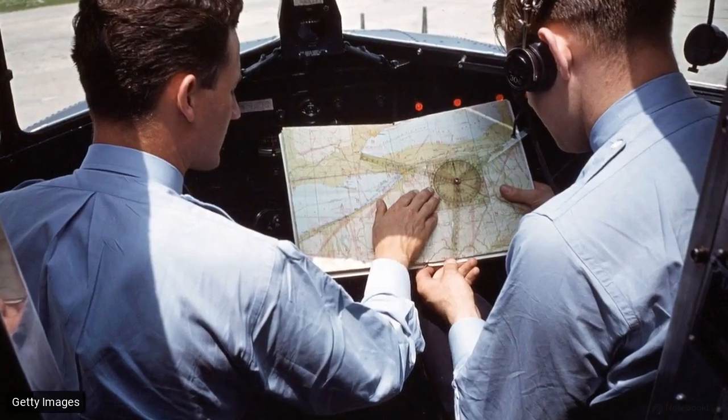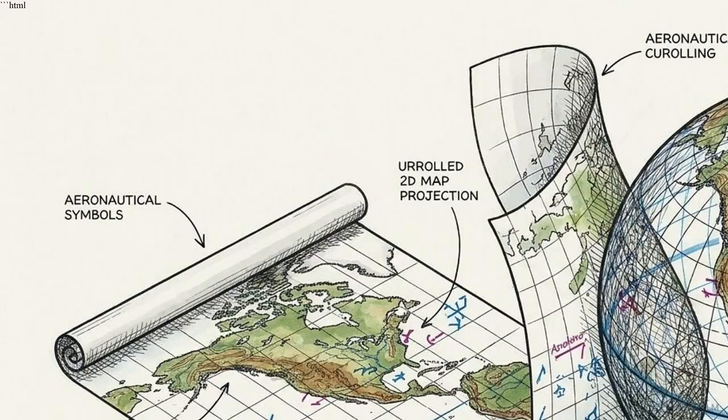Pilots fly by referencing specific compass headings. If the angle on the map does not match the actual geometry of the Earth, a straight-line course plotted on paper will pull an aircraft miles off target.